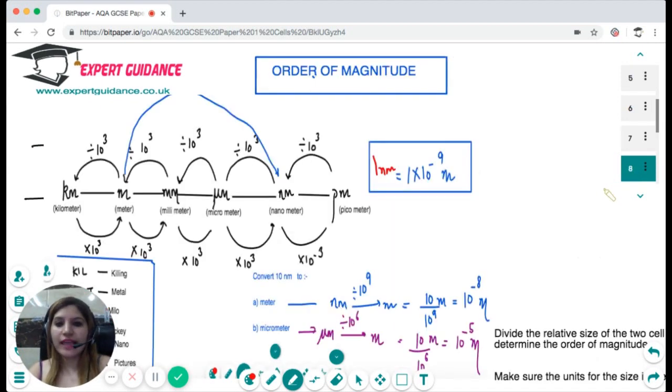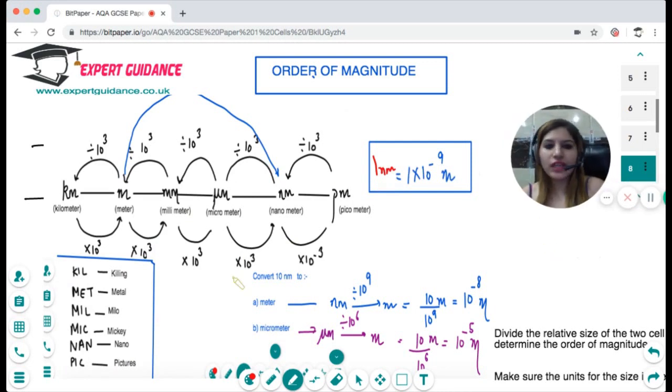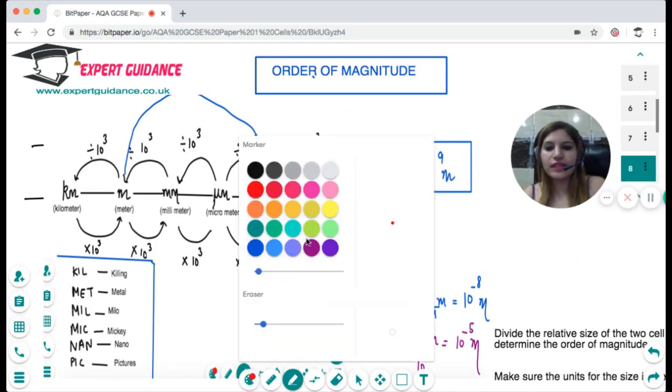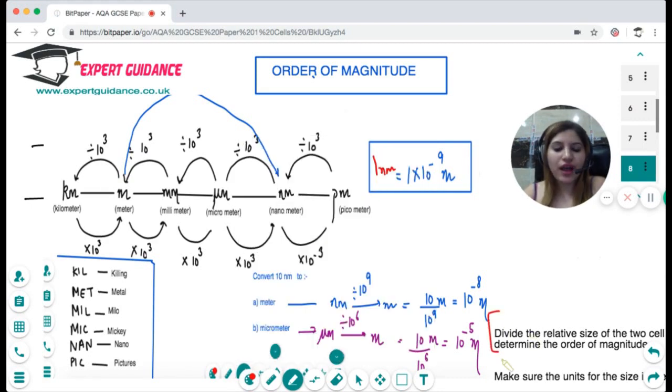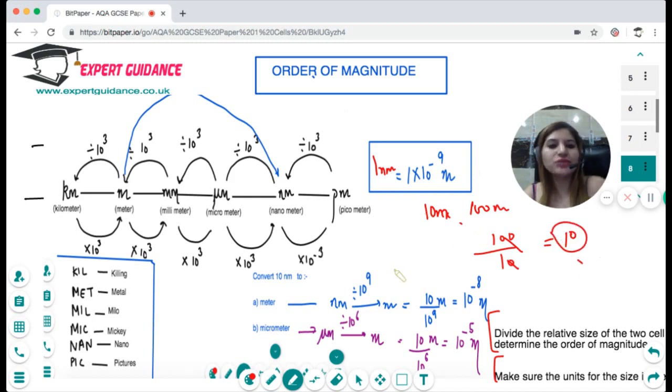Okay, so next, in your syllabus, there's a topic on order of magnitude. Now, what is order of magnitude? They'll give you the size of the 2 cells, and then they'll ask you what is the order of magnitude of the 2 cells. So what you need to do is divide the size of the 2 cells, okay? And that will give you an order of magnitude. So for example, if one cell is, let's say, 10 meters, and the other cell is, let's say, 100 meters, right? So you divide the 2 sizes, so you will get the answer as 10. So it means that one cell is in the order of magnitude 10 compared to the other.